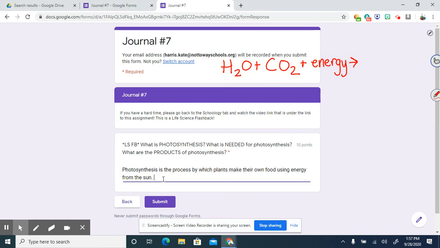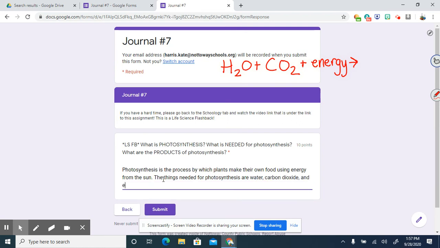We can type in, the things needed for photosynthesis are water, carbon dioxide, and energy. All right, so if we take water, carbon dioxide plus energy, it results in, so what do the plants make?